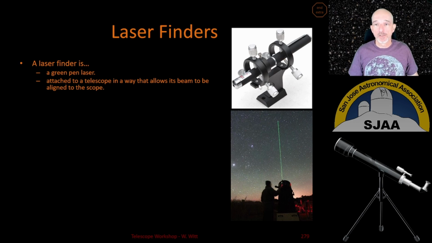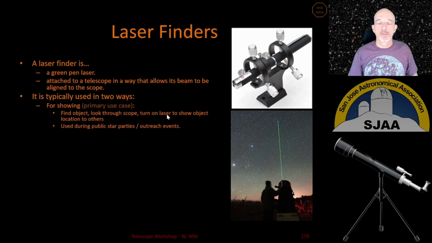And so here, this assembly with the rings is that mount. You can adjust these screws to twiddle where the laser is actually pointing. And there are two use cases, or two ways these lasers are used as finders. One is for showing someone where something is.